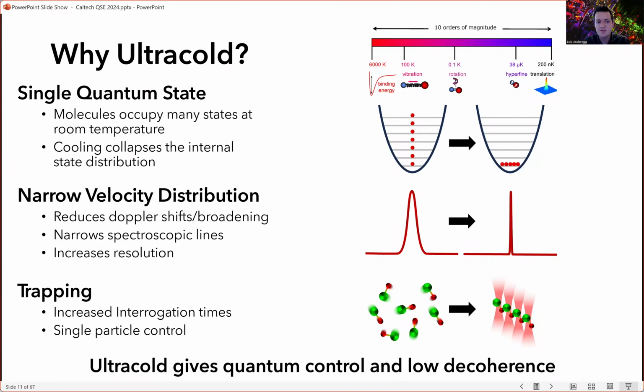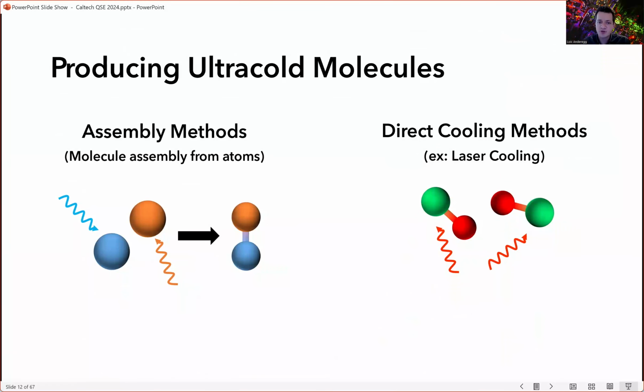So maybe to summarize, going to ultracold really gives you two things. It gives you quantum control of your molecules, and it gives you low decoherence rates. So how do we actually go about producing ultracold molecules? And there's basically been two different approaches to this problem over the past several decades. One is via assembly, basically assembling molecules from ultracold atoms. And the other way has been direct cooling methods. And that's what I'd like to talk to you about today, specifically focusing on laser cooling of ultracold molecules.